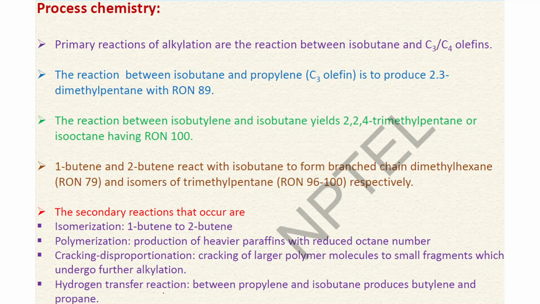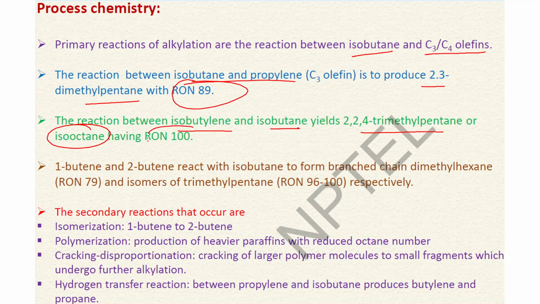Coming on to the process chemistry of alkylation, the primary reactions of alkylation are the reactions between isobutane and C3, C4 olefins. The reaction between isobutane and propylene produces 2,3-dimethyl pentane, which gives a research octane number of 89. And the reaction between isobutylene and isobutane yields 2,2,4-trimethyl pentane, or isooctane, which is the standard for measuring the octane number of a fuel.